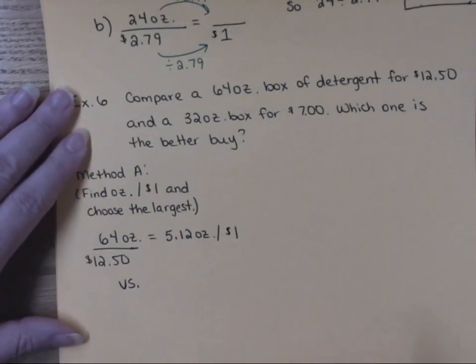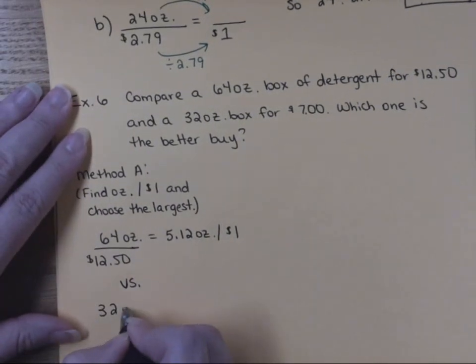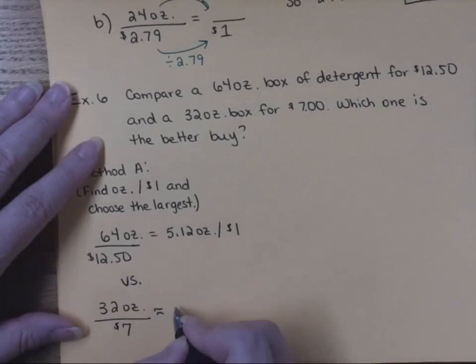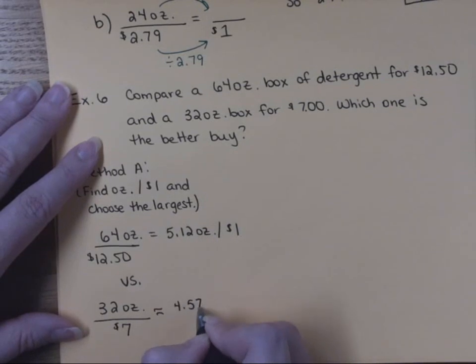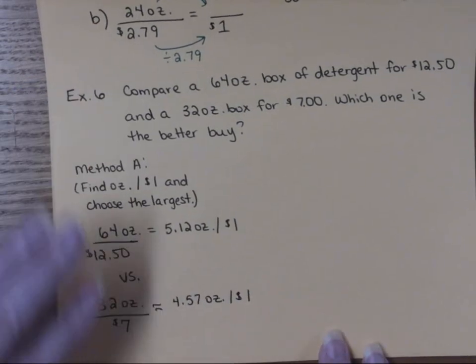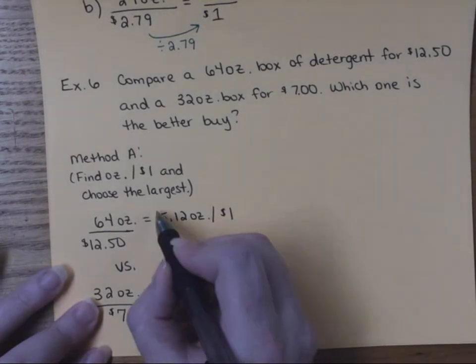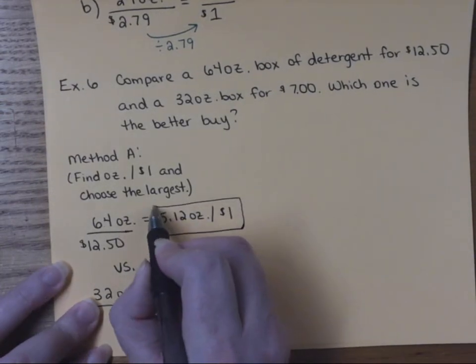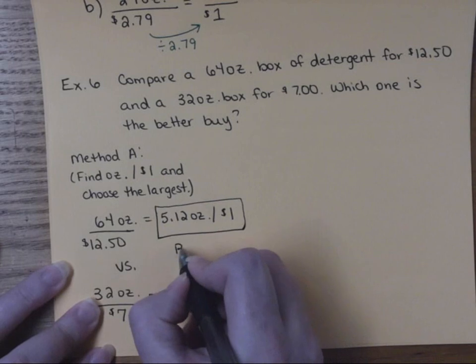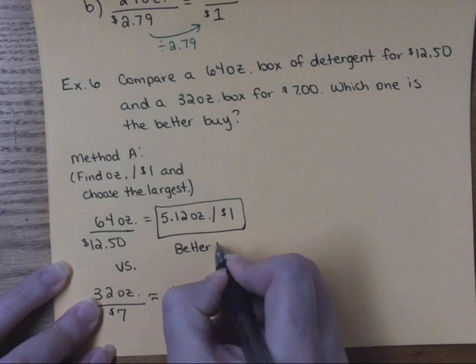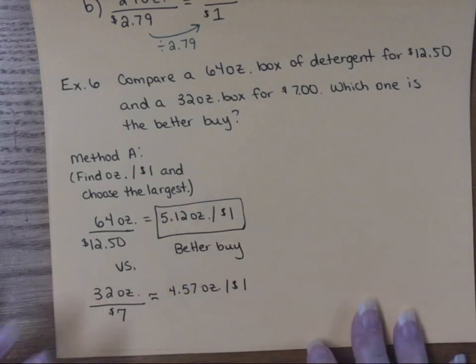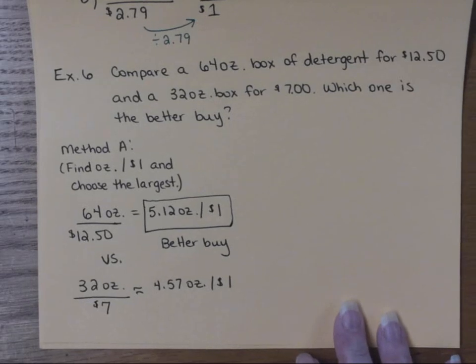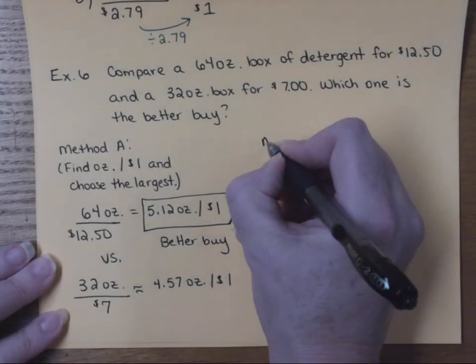That's the big box, right? Let's compare that to the smaller box. So 32 ounces for $7. That doesn't come out nice, but it's 4.57 ounces per dollar. Notice we want the largest quantity of ounces for our dollar, right? So this is the better buy. That's one way to do it.